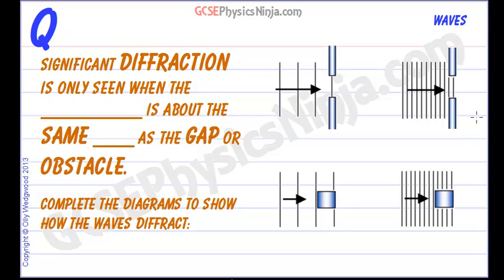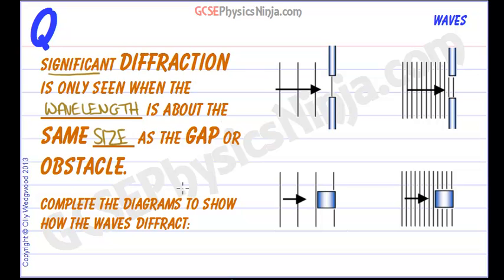Diffraction of waves is all about how they spread out when they go through a gap or when they go around an object or an obstacle. And significant diffraction, i.e. diffraction that we can see clearly and noticeably, is only seen when the wavelength is about the same size as the gap or obstacle.